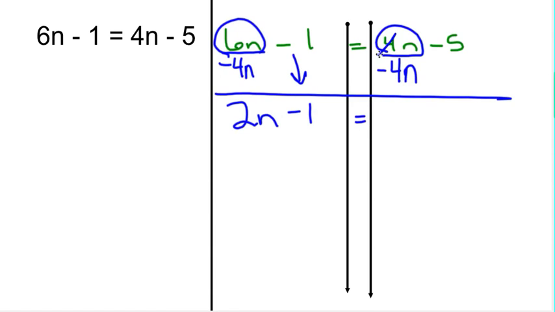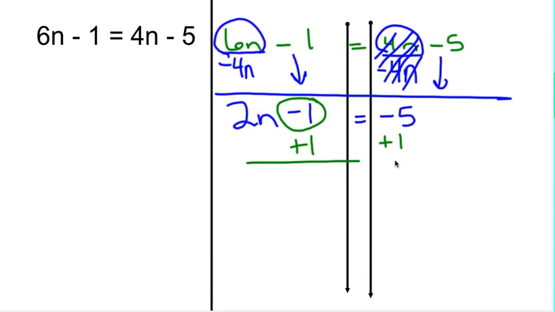4n minus 4n, they turn into 0. They go away. And I'll drop down my negative 5. Now this is just a simple two-step equation. Who's my geeky friend? In this case, the geeky friend is -1, so I'm going to add 1 to both sides. That will leave me with 2n, because those will cancel out, equals -4. Then I'm going to divide both sides by 2.